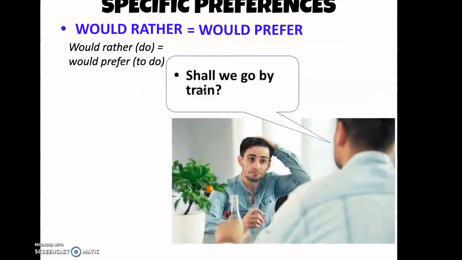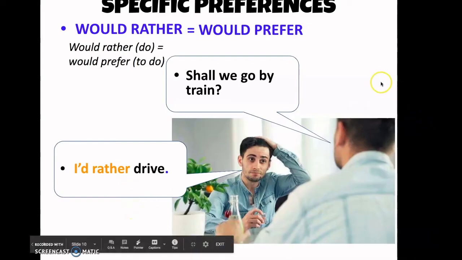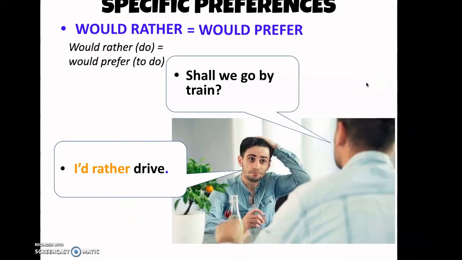Let's take the same situation again. "Shall we go by train?" And then he's going to say, "I would rather drive." And pay attention, because now we don't have the to that we saw before. We are choosing the structure would rather, and it's followed by a bare infinitive. I'd rather drive. And obviously, "I would rather to drive" would be incorrect.